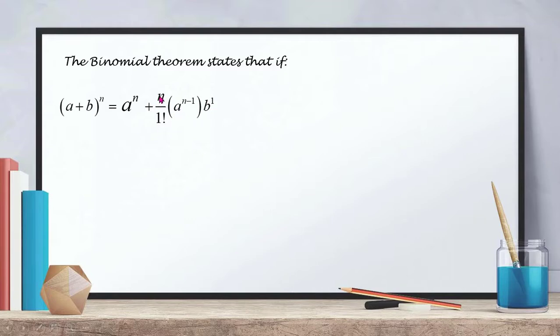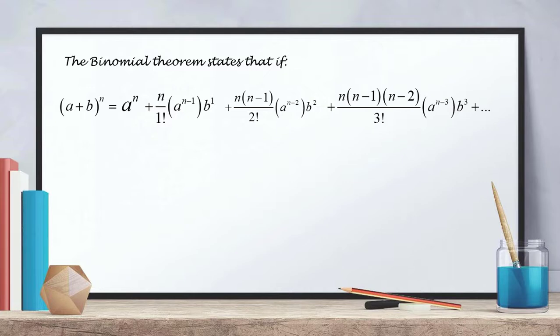And then we've got n divided by 1 factorial. This is the second term. Notice we are multiplying it with (n minus 1) divided by 2 factorial. The a there is now reduced further by 1, and the b increases by 1, so it has become b raised to power 2. And then we just continue like that.